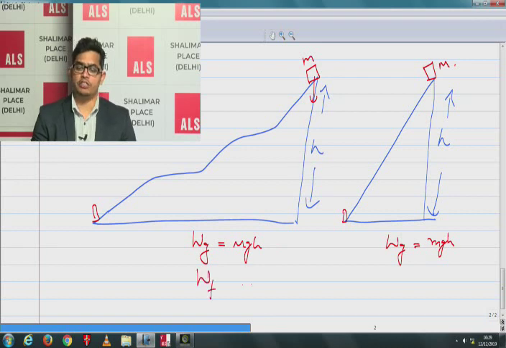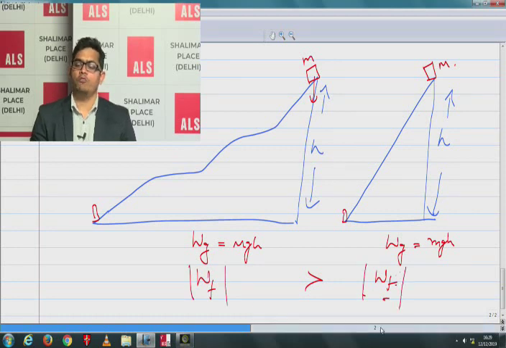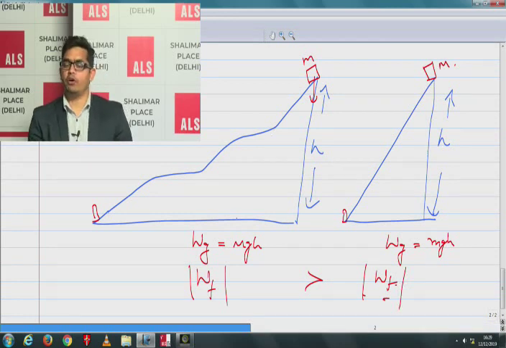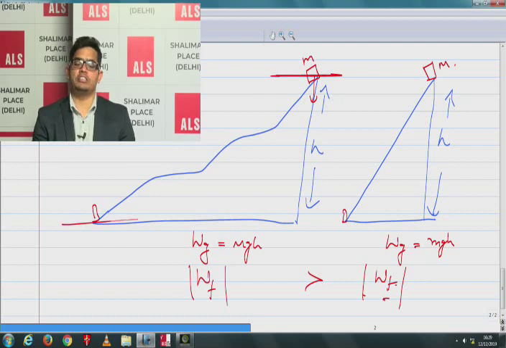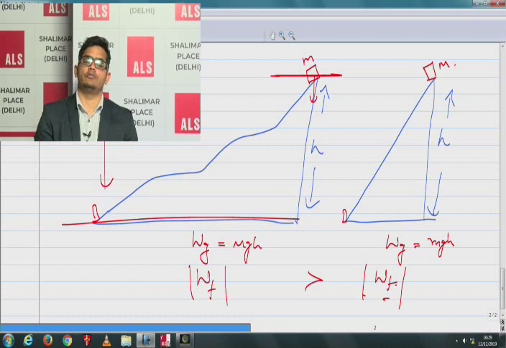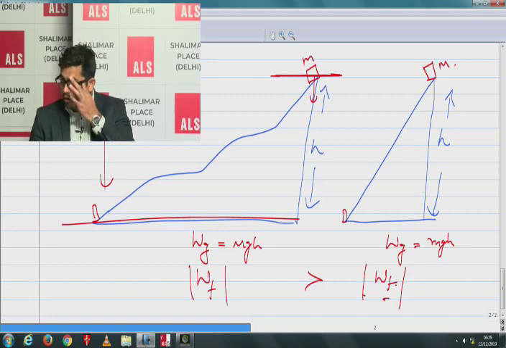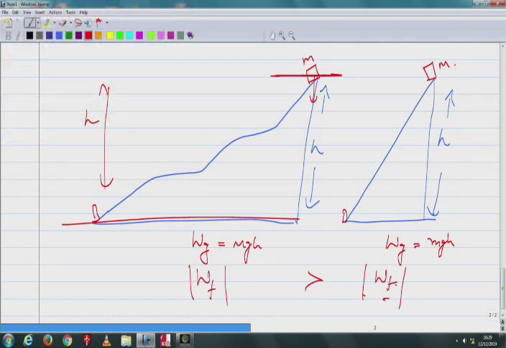But work done by friction is greater here compared to work done by friction there, because we have a larger path. I should say magnitude. So work done by friction is different because it depends on path. We have to measure the whole path. But for gravity, we just want to know the initial and final position and calculate the displacement. That's it. So that is the basic difference between conservative and non-conservative force. Is that clear?